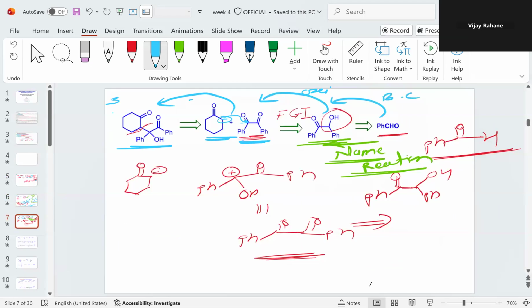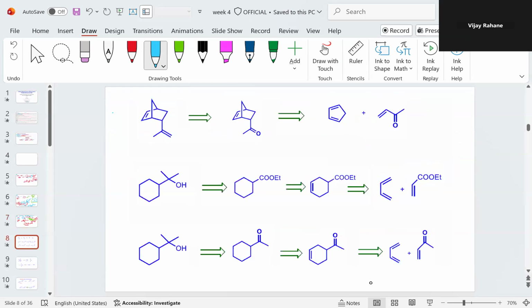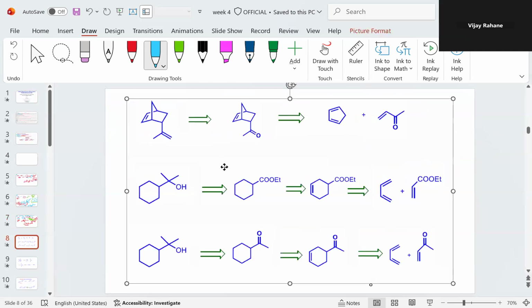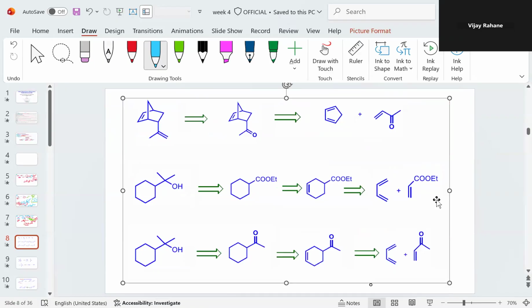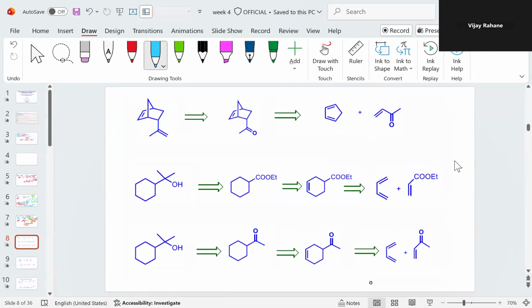The second and the third are just two different synthetic routes for one molecule. So now we'll move to some disconnection approaches that can be achieved by using the Diels-Alder reactions.